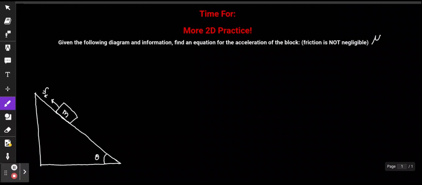Okay, so our last practice for 2 dimensions is another inclined plane. And it's asking us, given the following diagram and information, find an equation for the acceleration of the block, and friction is not negligible. And also the coefficient of kinetic friction is mu.